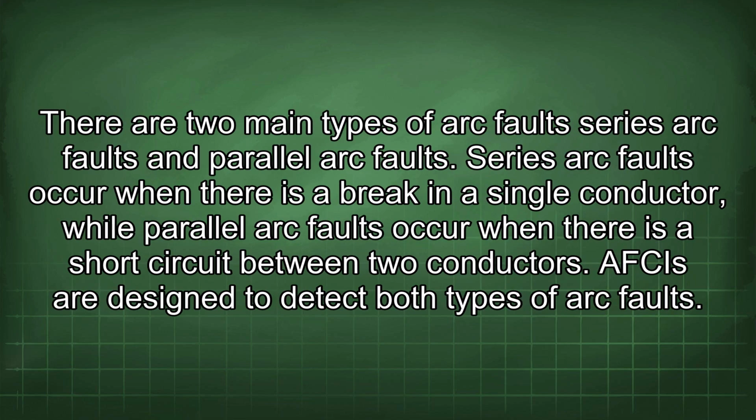There are two main types of arc faults: series arc faults and parallel arc faults. Series arc faults occur when there is a break in a single conductor, while parallel arc faults occur when there is a short circuit between two conductors. AFCIs are designed to detect both types of arc faults.